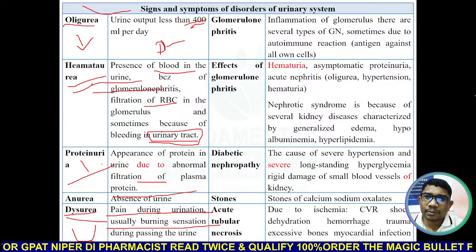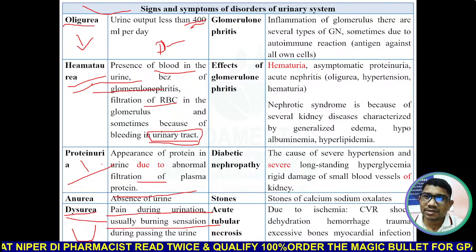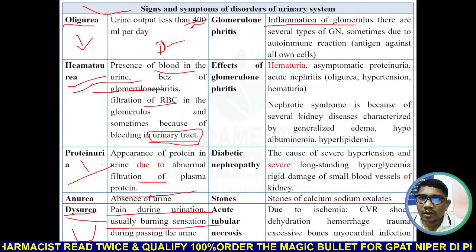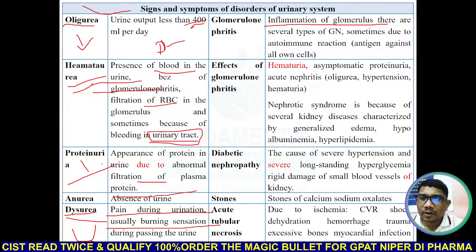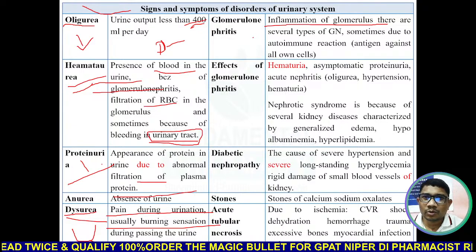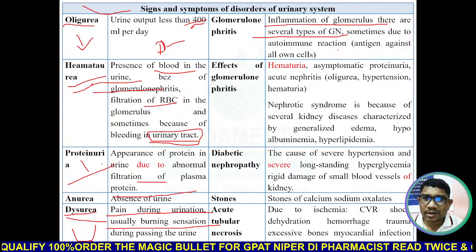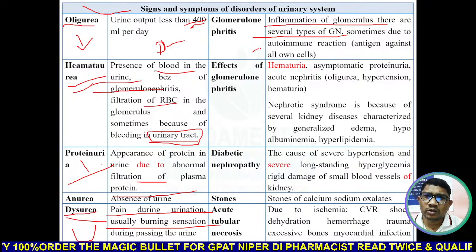Then glomerulonephritis. What is glomerulonephritis? It is an inflammation and infection of the glomerulus, which is of several types. There are many types of glomerulonephritis, listed here. Sometimes it is also due to an autoimmune reaction.